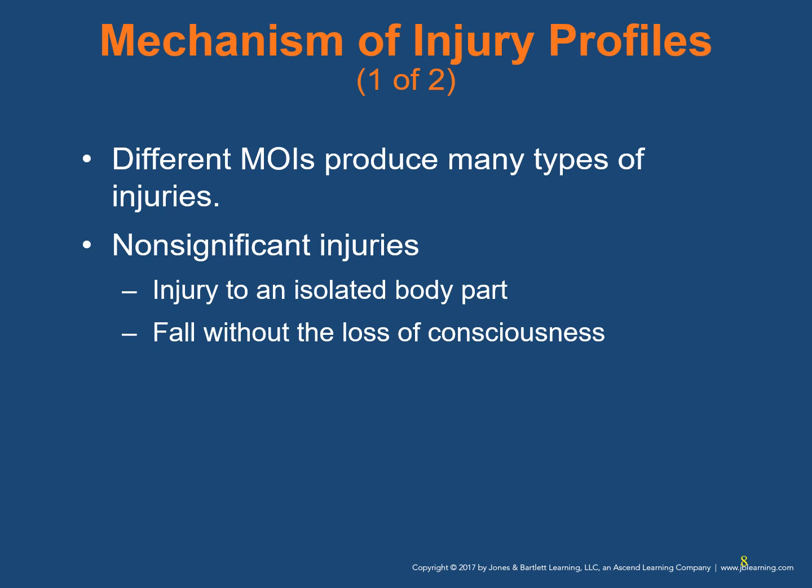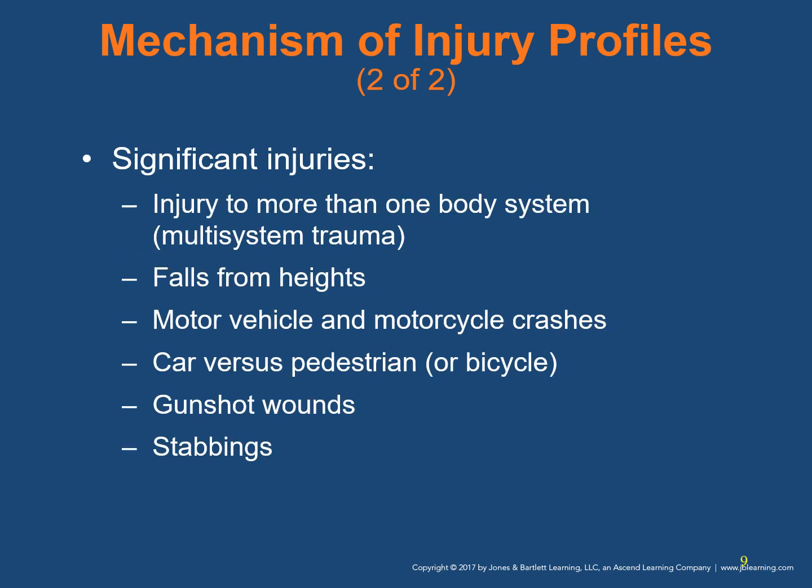Mechanism of injury profiles. Different types of MOIs will produce many types of injuries. Non-significant MOIs: injuries to an isolated body part, a fall without the loss of consciousness. Significant MOIs: injury to more than one body system, multisystem trauma, falls from heights, motor vehicle and motorcycle crashes, car versus pedestrian, bicycle or motorcycle, gunshot wounds, stabbings.